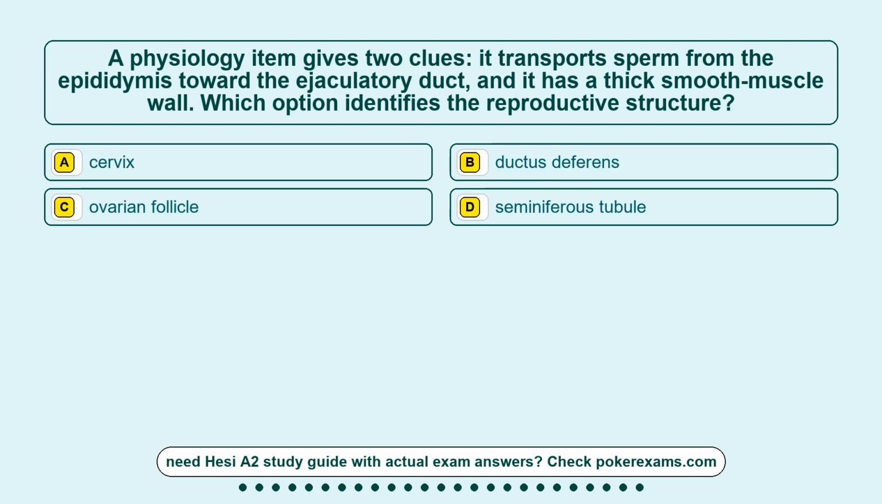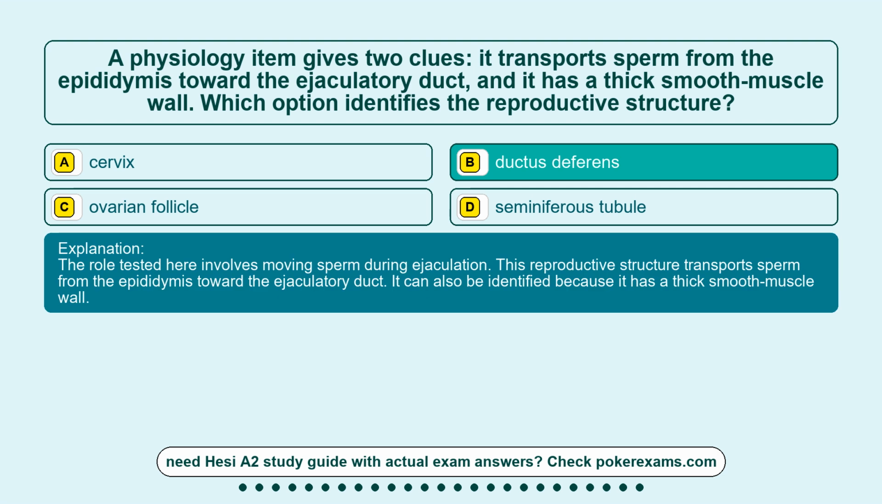Question 25. A physiology item gives two clues. It transports sperm from the epididymis toward the ejaculatory duct, and it has a thick smooth muscle wall. Which option identifies the reproductive structure? Option A, cervix. Option B, ductus deferens. Option C, ovarian follicle. Option D, seminiferous tubule. The correct answer is option B, ductus deferens.